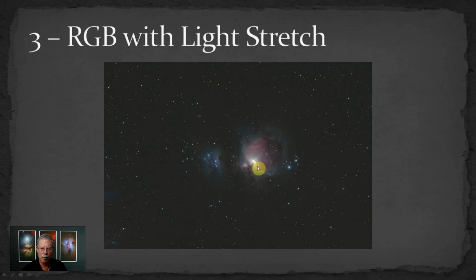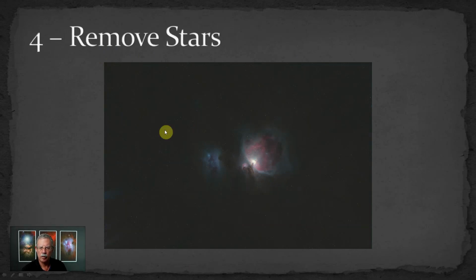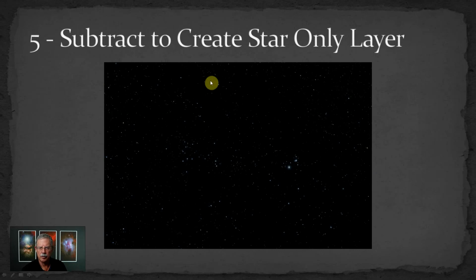And you can see there's a lot more detail in the core with the light stretch, and the stars are smaller and hard to see here, but they retain their color. So from that, we'll remove the stars again to create a starless version, and then we'll subtract to create a star-only layer. So that will give us a star layer and a starless light stretch layer.